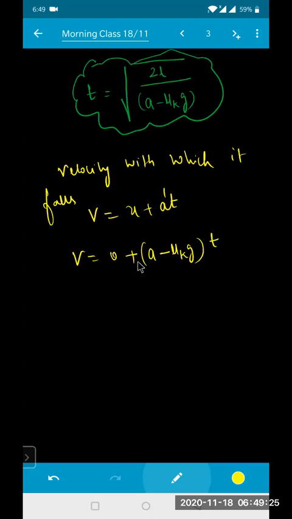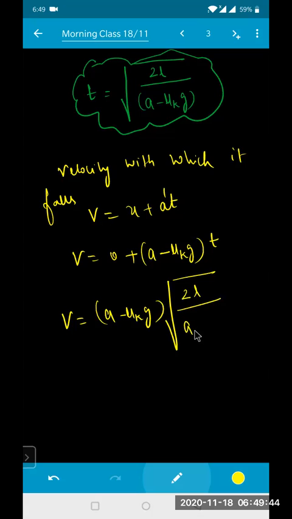So I can even use the relation for the time. Now time value I already know. So how much will I be getting? You see this one. v is equal to a minus mu k into g into time. So time taken is equal to under root of 2L divided by a minus mu k into g.